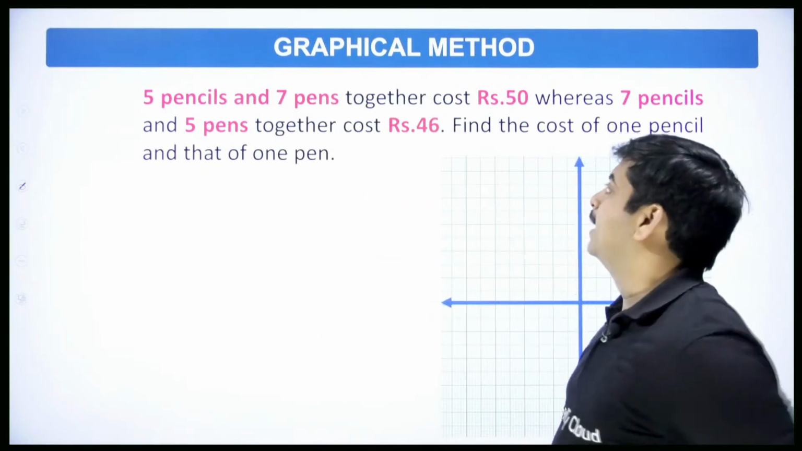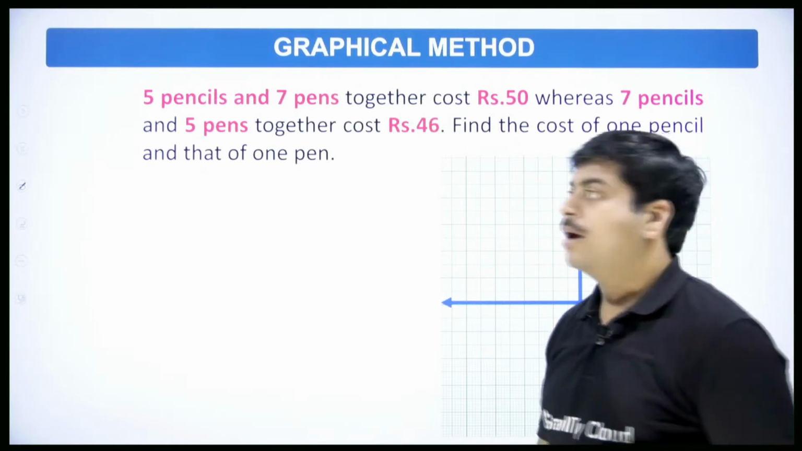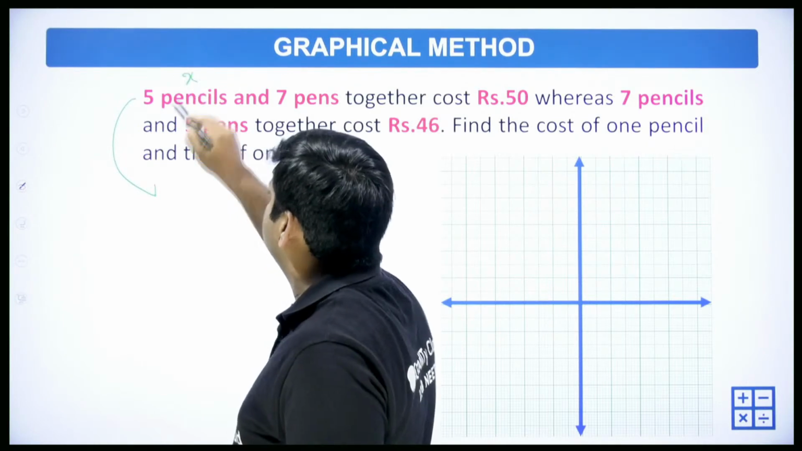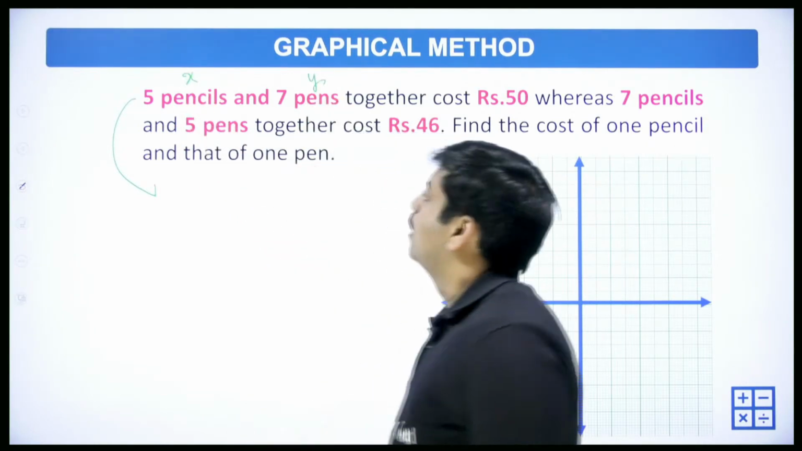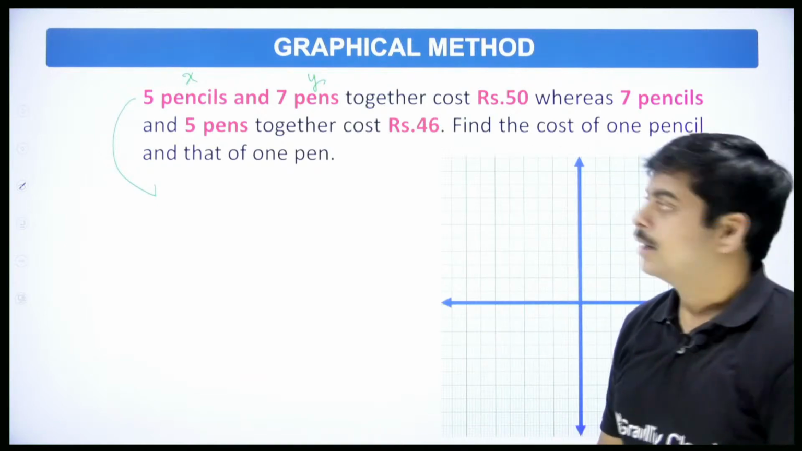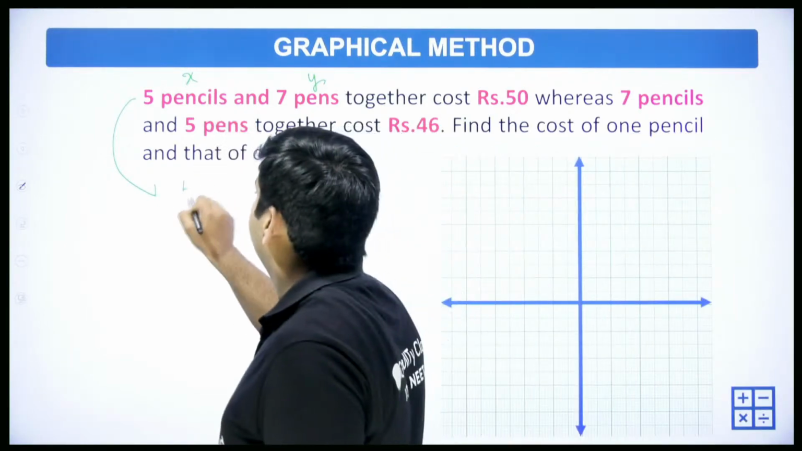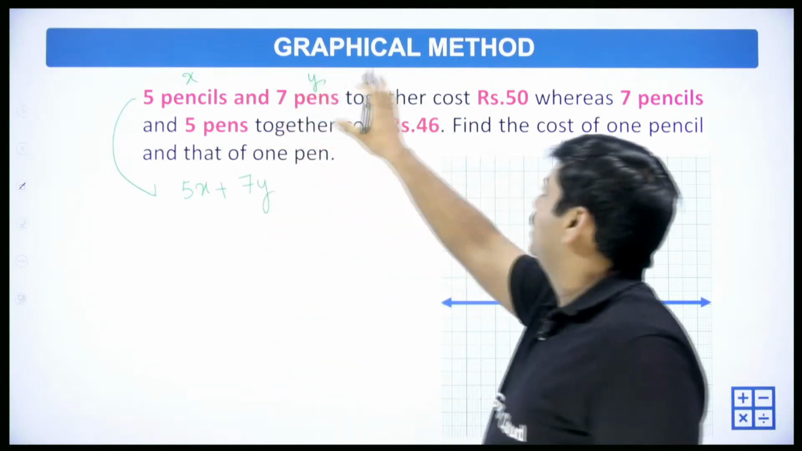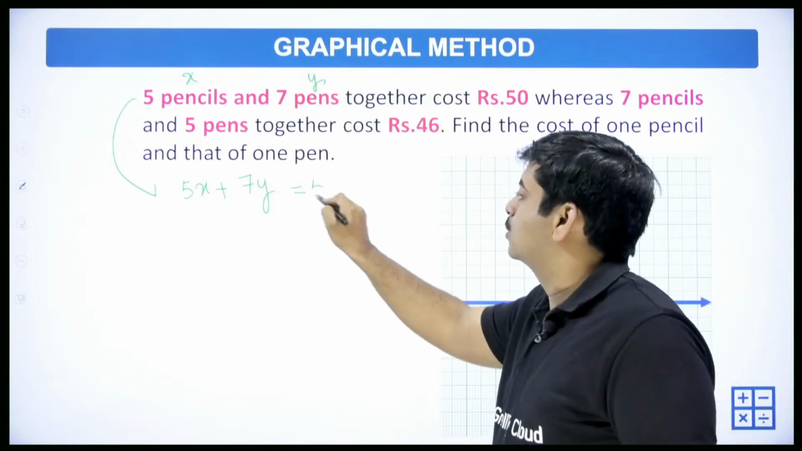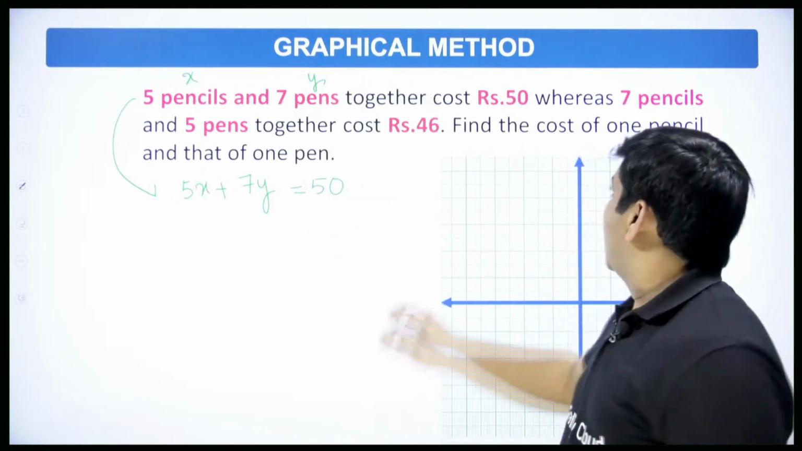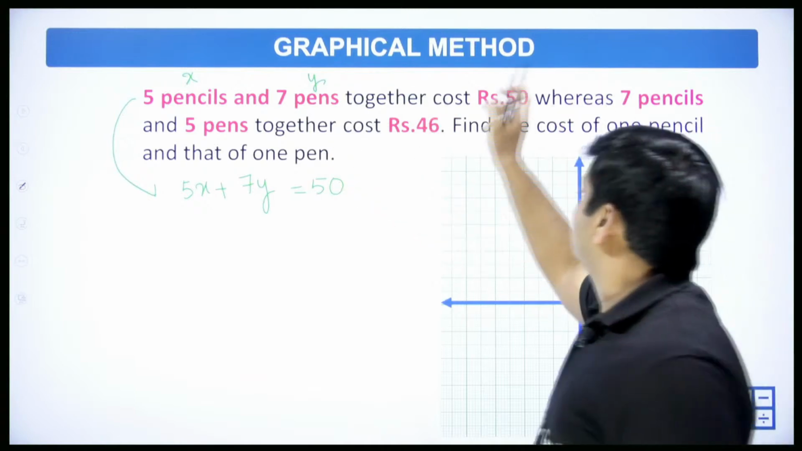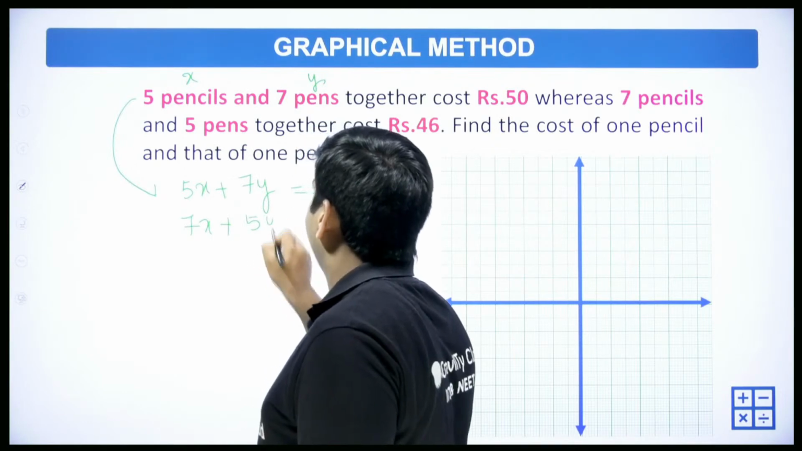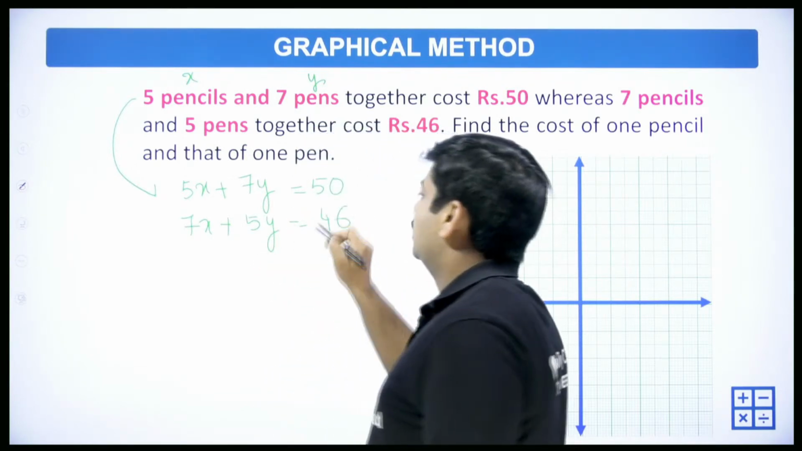5 pencils and 7 pens together cost rupees 50. I'm taking pencil as x and pen as y. So we can say that 5x plus 7y together cost rupees 50. Whereas 7 pencils and 5 pens cost 46. So these are two equations.